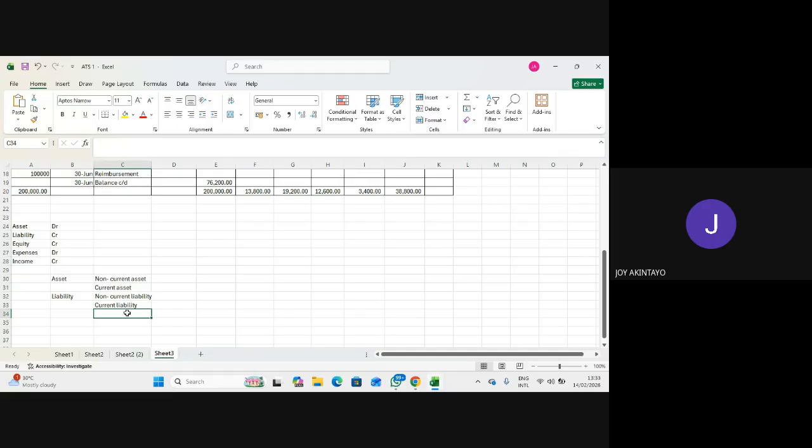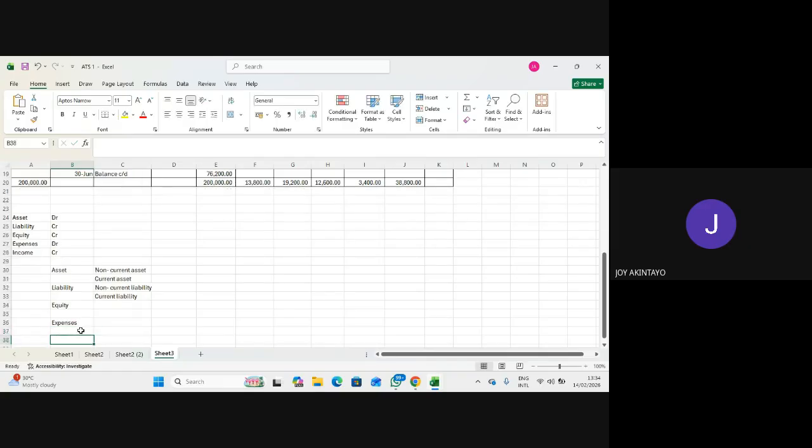So next we have equity. Equity is just one. Then we have expenses. Then we have income. Are we together?